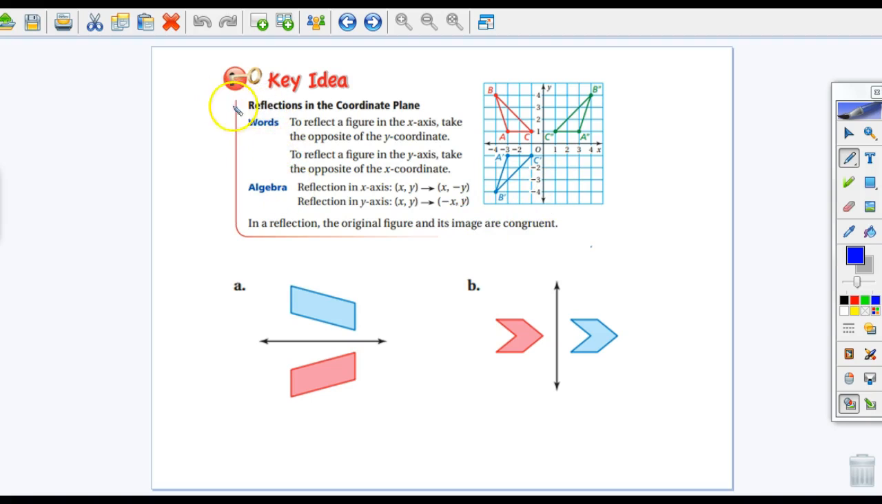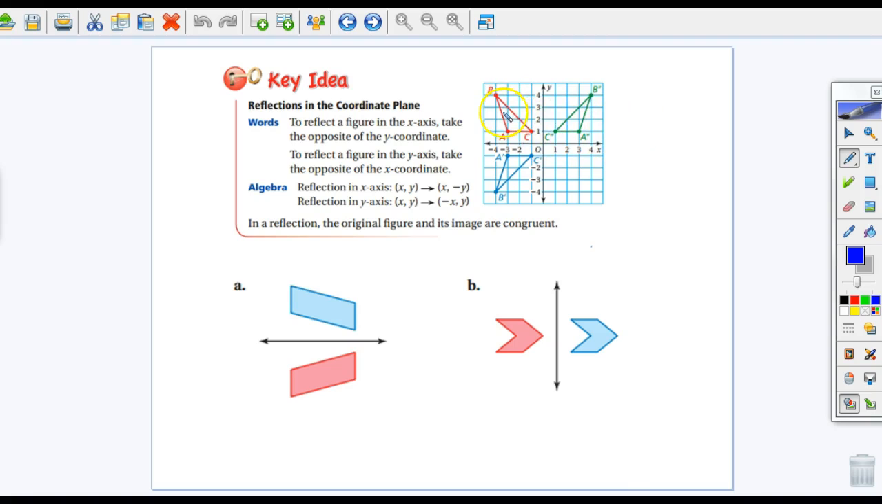The words and algebraic expression of reflections in the coordinate plane. The definition in words: to reflect a figure in the x-axis, take the opposite of the y-coordinate. To reflect a figure in the y-axis, you're going to take the opposite of the x-coordinate. Just write that down. In the algebraic expression: reflection in the x-axis, (x, y) goes to (x, negative y); reflection in the y-axis, (x, y) goes to (negative x, y). These definitions will mean more in a little bit.